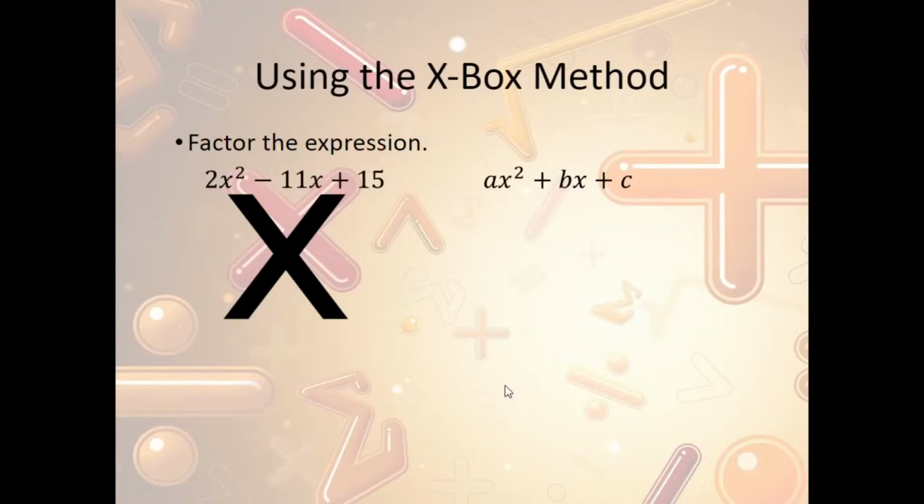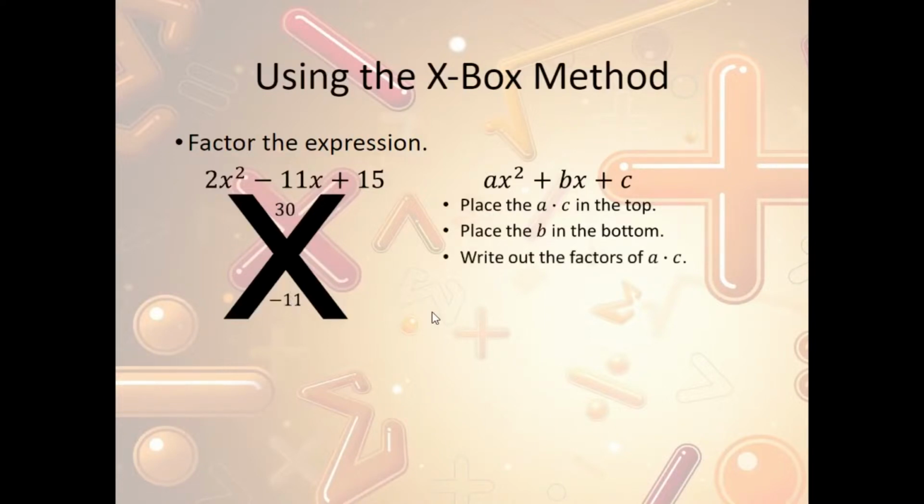Let's look at another example. We have 2x squared minus 11x plus 15. So again, put a times c in the top. So a times c is 2 times 15, which is 30. And put b in the bottom, which is -11. So we need two numbers that multiply to get 30 and add to get -11.